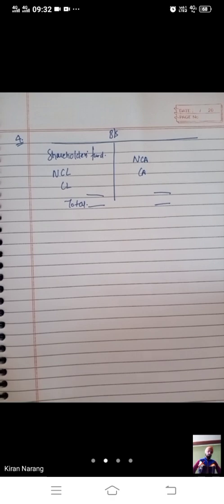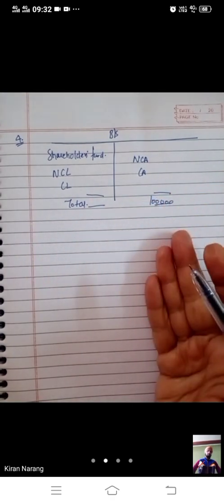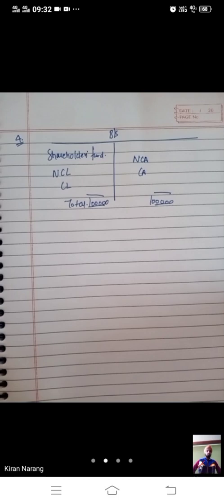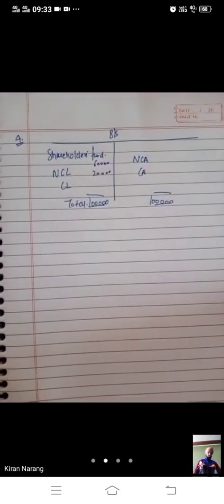So what is given to you? Total assets are given first of all, 1 lakh. But whatever will be the total of assets, the same will be the total of liabilities. First item given was total assets. Second, shareholders fund 60,000. Then non-current liability 20,000 is given. Then non-current assets 50,000 is given.